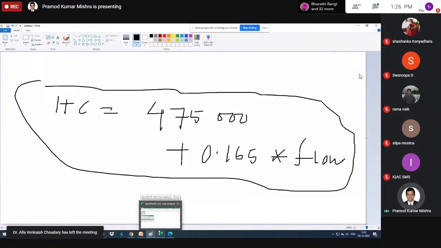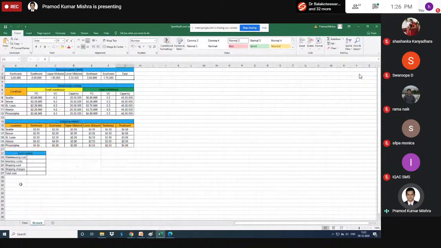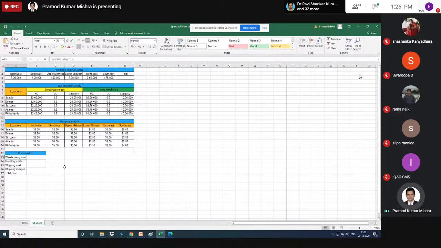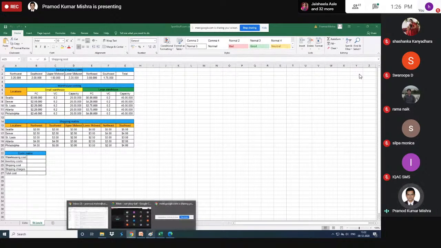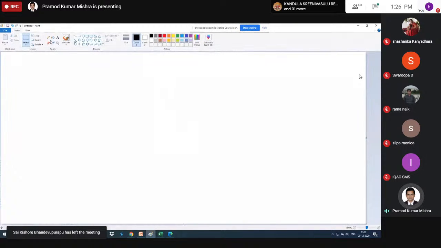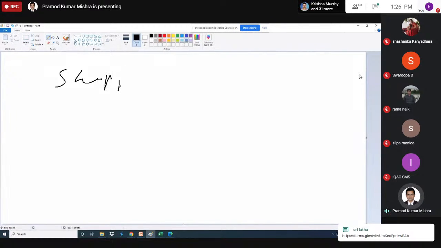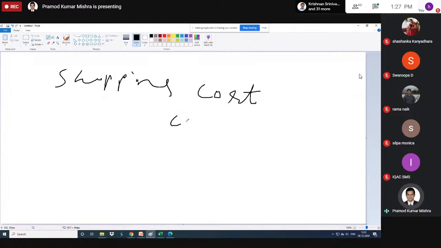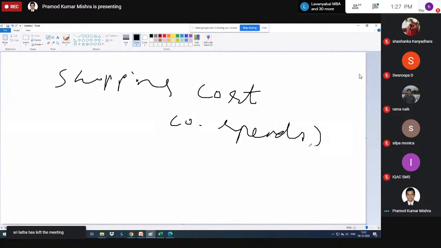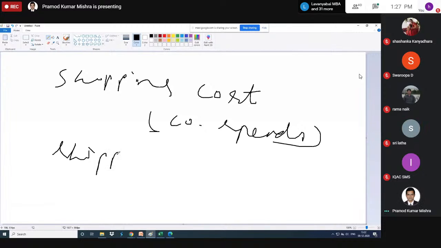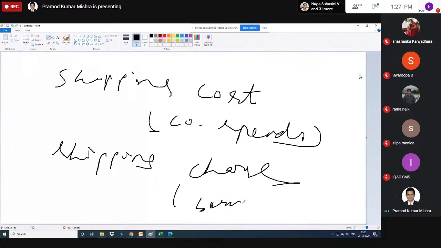Now, what do we need to calculate? There are a few blank spaces we need to fill. We need to calculate the warehousing cost, the inventory cost, the shipping cost, and one more thing, the shipping charge, right? That means there are two things here. One is the shipping cost, which is what the company spends. And there is a shipping charge also, that is charged to the customers. This is actually borne by the customers.